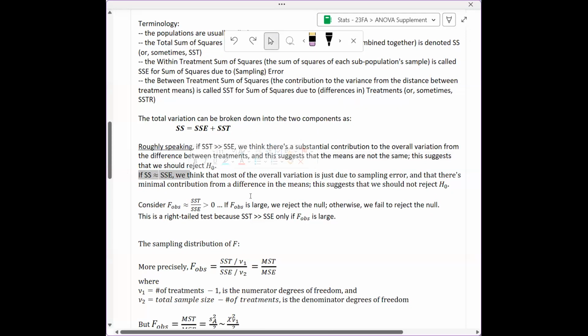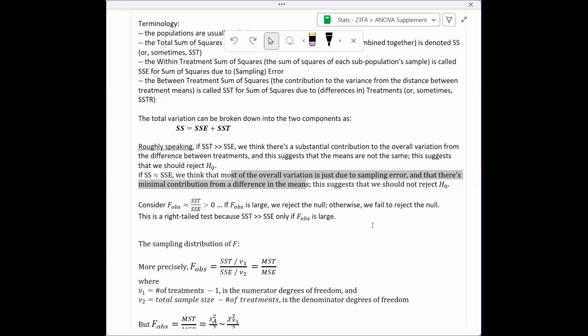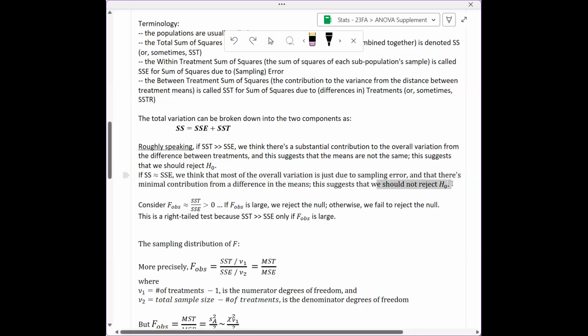If the total sum of squares basically looks like the sum of squares due to error, due to just the sampling error, the within group sum of squares, we think that probably most of the overall variation is just due to that sampling error, and there's just a minimal contribution from the difference in the means. So we probably ought not reject H naught. We probably ought not reject the hypothesis that the means are all the same.